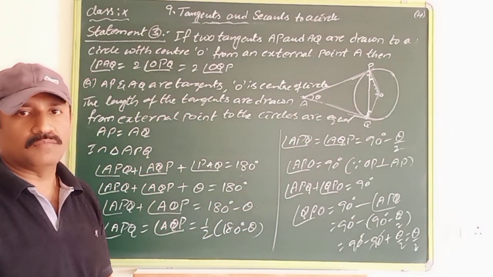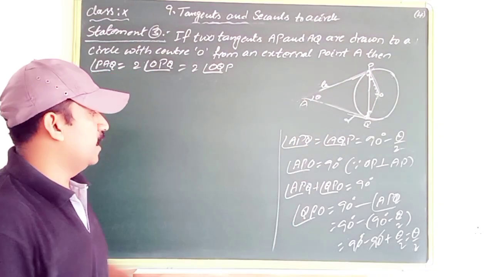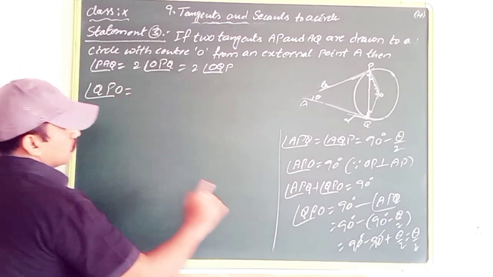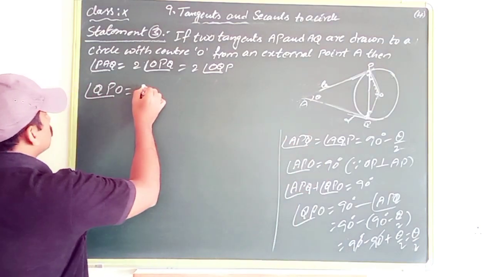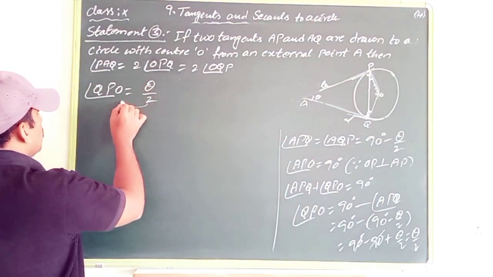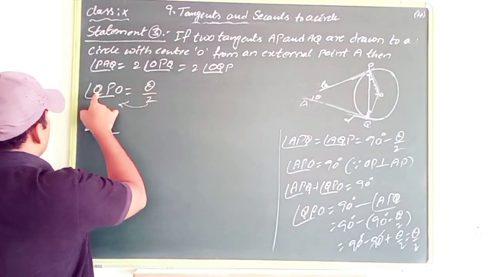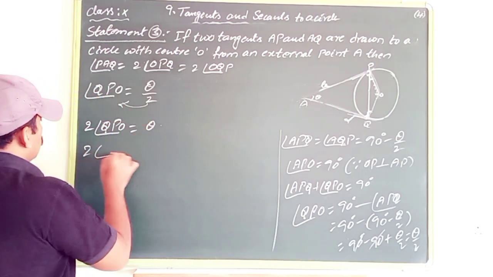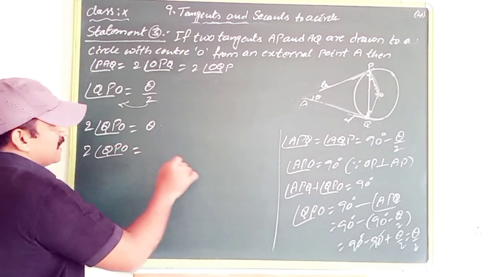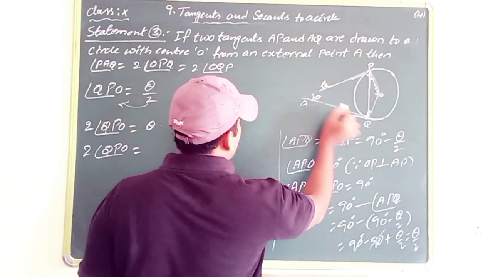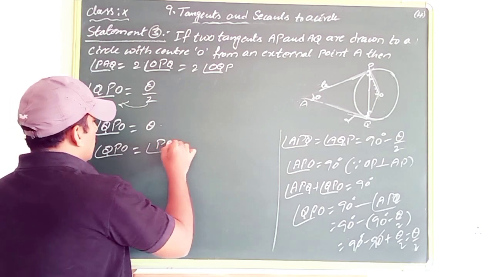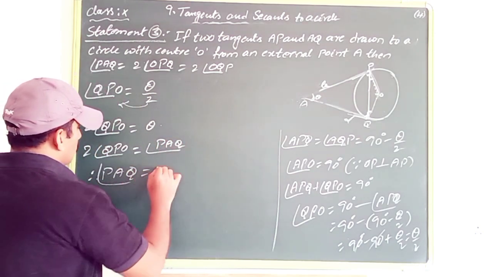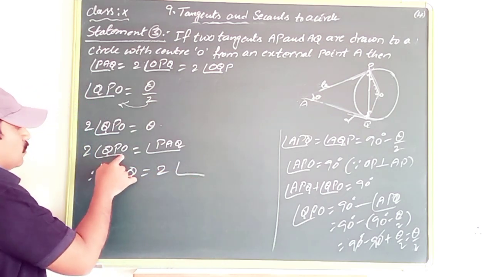So let us continue. Here we proved angle QPO is equal to theta by 2. Sending this 2 across, we have 2 times angle QPO equal to theta, and theta is angle PAQ. Therefore, we proved angle PAQ is 2 times angle QPO, or OPQ, both are the same.